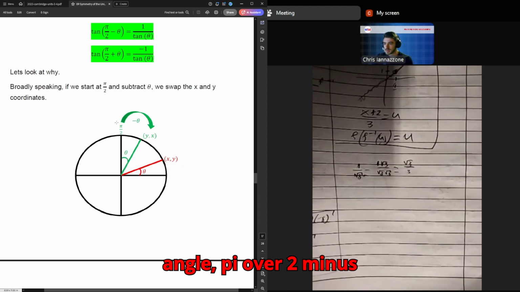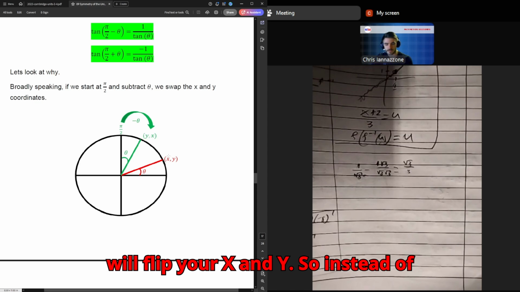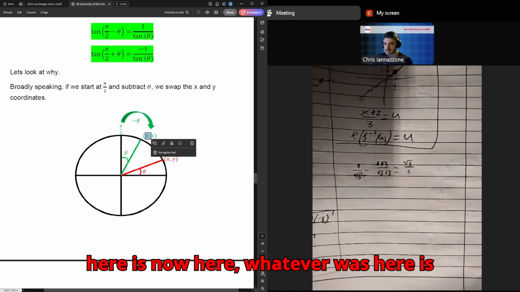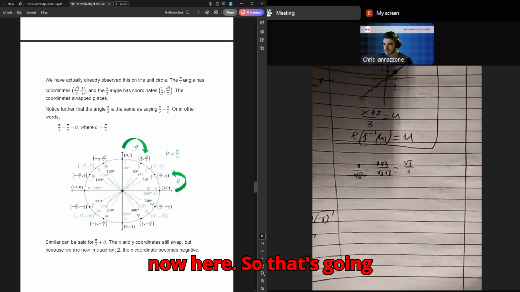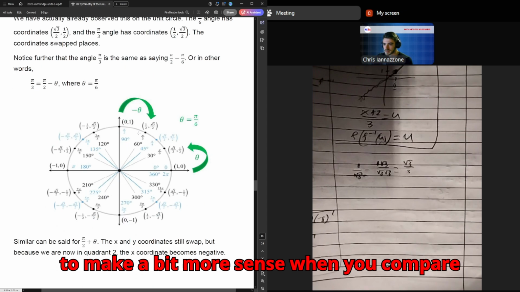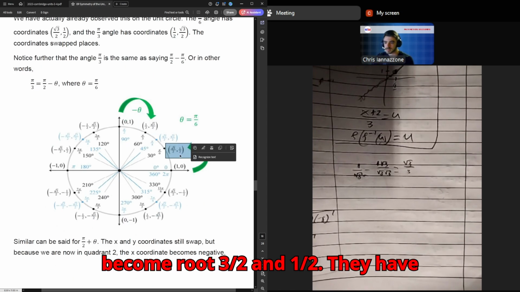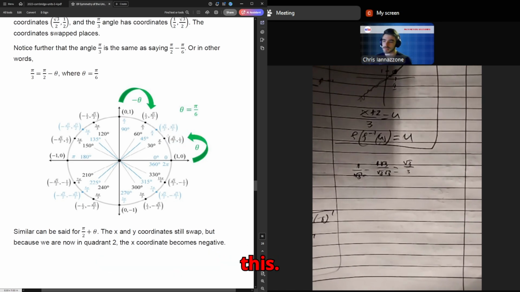angle, pi over 2 minus theta in this case will flip your x and y. So instead of having xy, you now have yx. Whatever was here is now here, whatever was here is now here. So that's going to make a bit more sense when you compare that to the unit circle. A half and root 3 over 2 become root 3 over 2 and a half. They have been flipped. So you've already seen this.